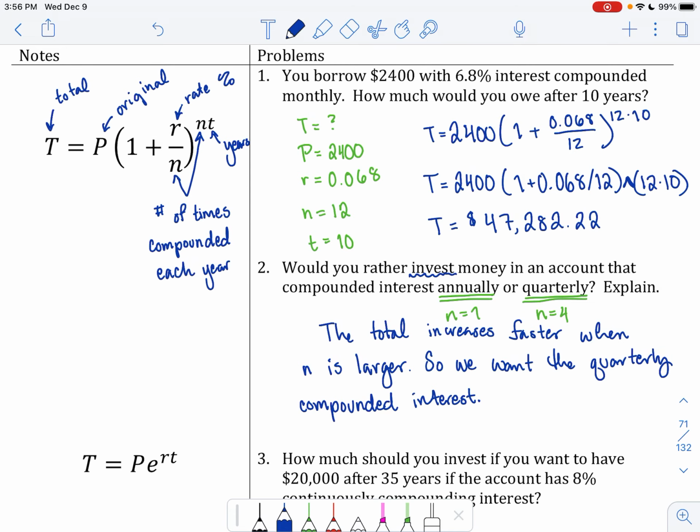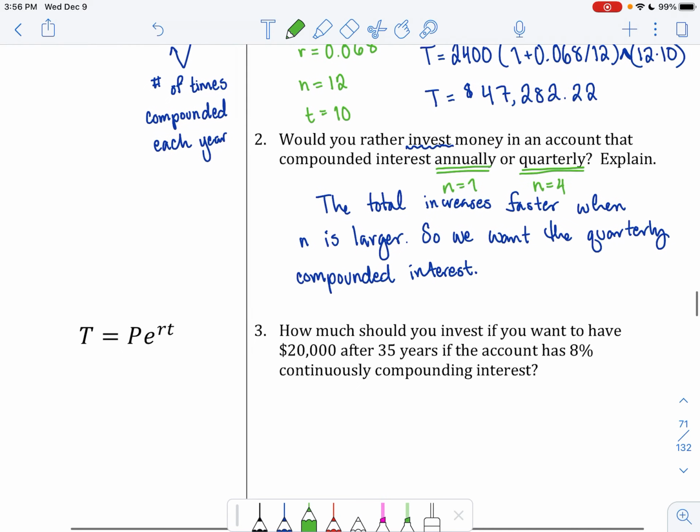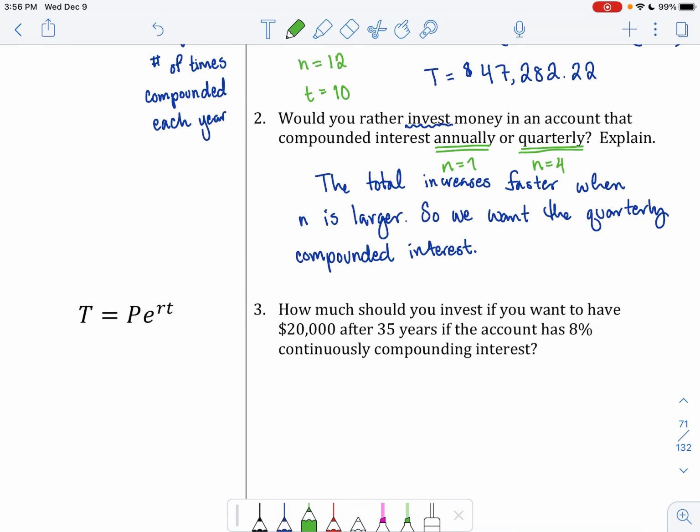Now, one thing that will be new this year is this idea of continuously compounding interest. So how much would you invest if you wanted to have $20,000, which is called the present value, after 35 years if the account has 8% interest continuously compounding? That means instead of someone going in at the bank and saying, oh, it's been a month, I'm going to calculate the interest and put it into the formula, this is compounding always. Every second of the day it's compounding.